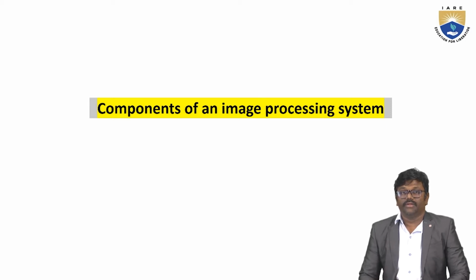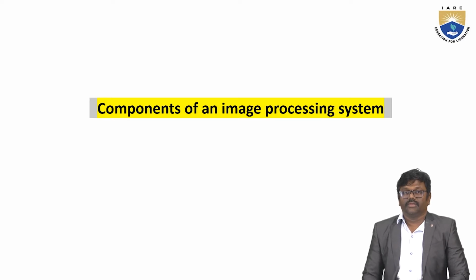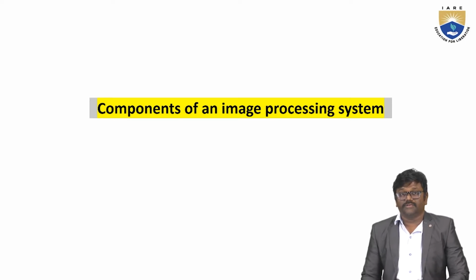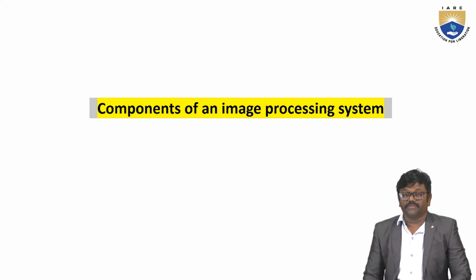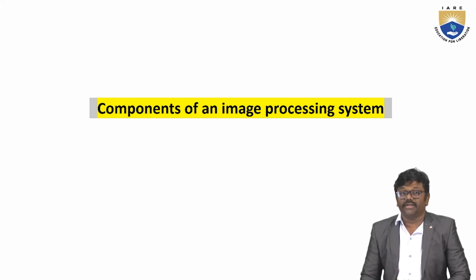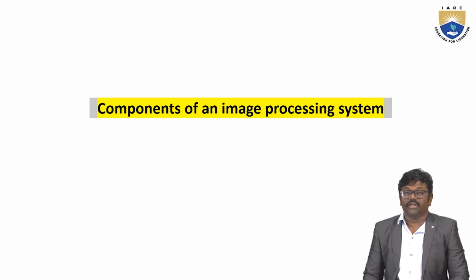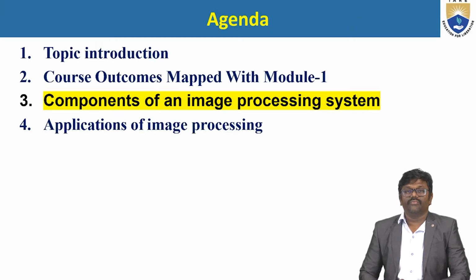the requirements of designing or developing a digital image processing system. Here, digital imaging system, digital image processing, and digital image processing system are different names that depend completely on the topic we are discussing right now, that is components of an image processing system. So this topic we are now going to discuss with a particular agenda.